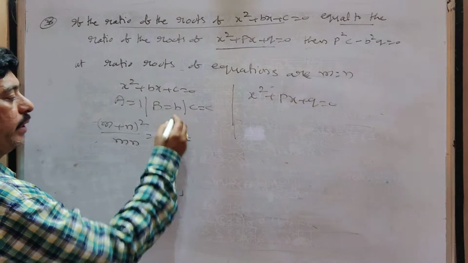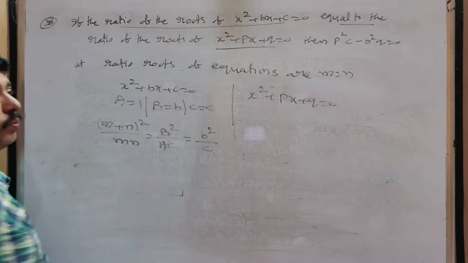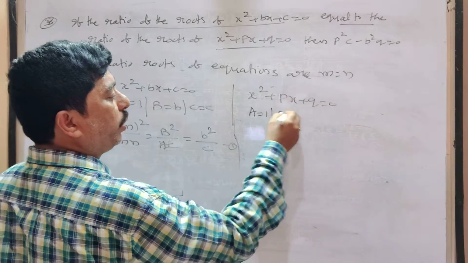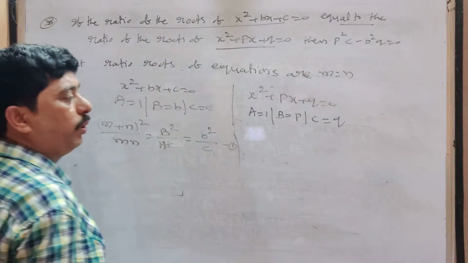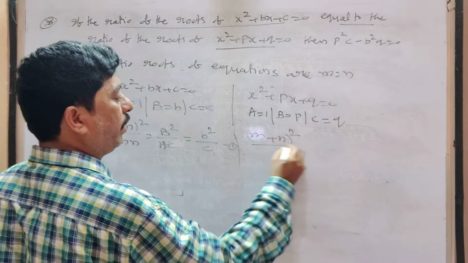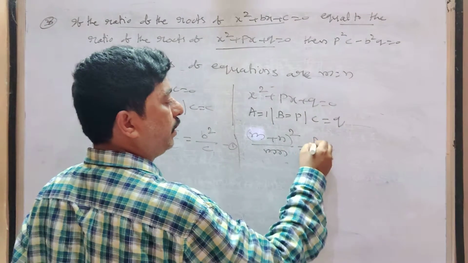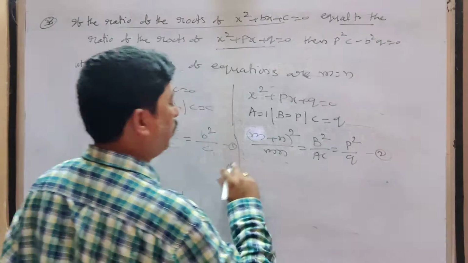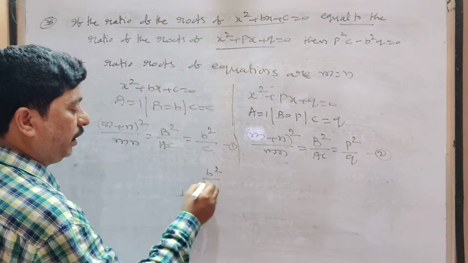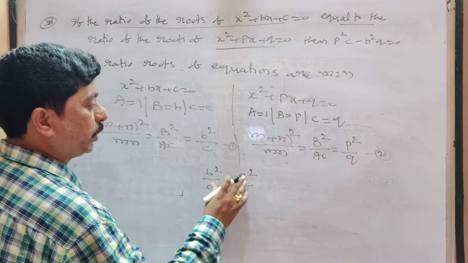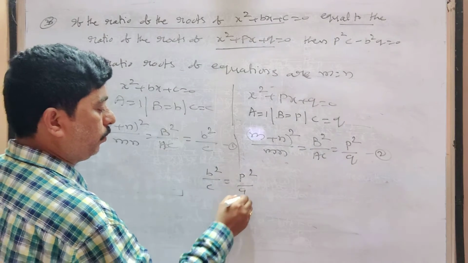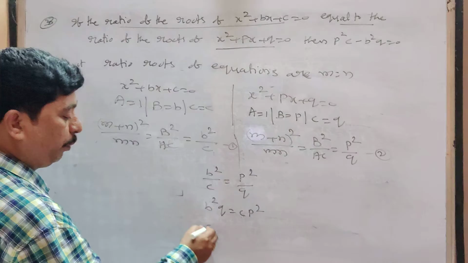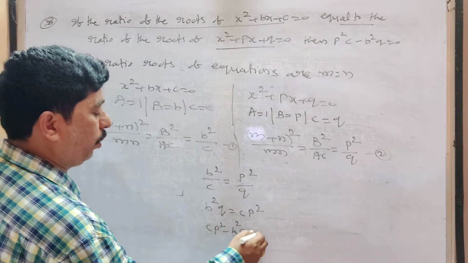But b is what here? Small b. b square by 1 into c is c. From the second equation, coefficient of x square a is 1, coefficient of x is p, constant is q. Same condition you have to apply: (m plus n) whole square by mn equal to b square by ac, that is p square by q. Equating both, we get b square by c equal to p square by q. Cross multiplying, b square q equal to c p square. Taking left hand side, c p square minus b square q equal to 0 we get.